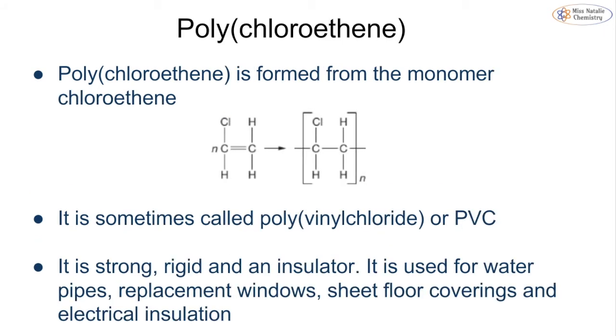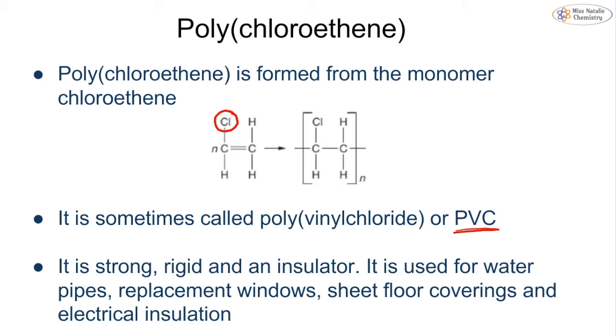We can also have polychloroethene, and it's formed from the monomer chloroethene. So this time I've swapped out a hydrogen for a chlorine. Again, notice the way I draw out my polymer is exactly the same. Sometimes this is known as polyvinyl chloride, or as you probably would know it, PVC. Again, you've probably seen PVC in the classrooms of school.